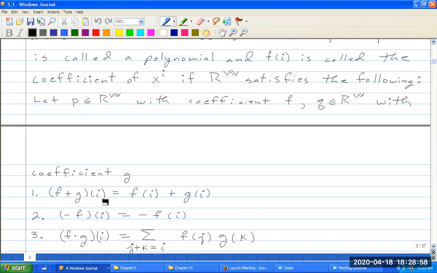F plus G at I is just equal to F sub I plus G sub I. So this is how we define these coefficient-wise. It's the ith term in this sequence. Negative F at I is just equal to negative F at I. F times G at I is just the sum, J plus K equaling I, F sub J, G sub K.